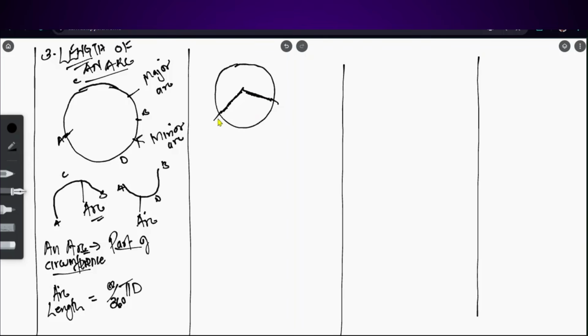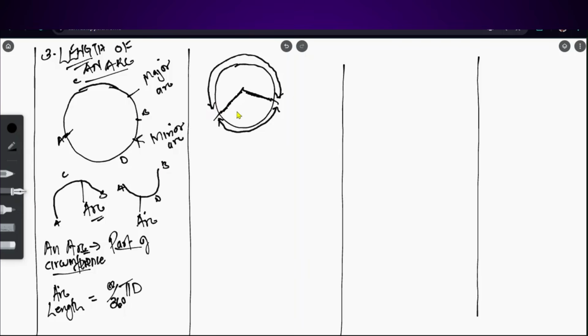Now, how do I get the length of this? Either this section. This one is a smaller one, so I'll call it the minor arc. Then you have the major arc, the other one, on the opposite side. How do we get that?